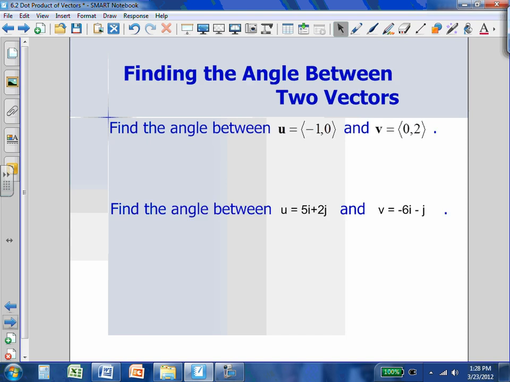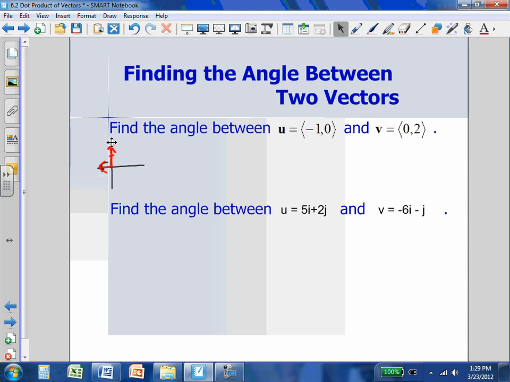All right, well, let's actually find the angle between a few vectors here. Let's find the angle between the vector negative 1, 0 and 0, 2. Now, let's take a sneak peek here. If we're at negative 1, 0, that means it's going this way, and 0, 2 is up here. Now, you can just look at that and say, hey, those are 90 degrees apart. So the theta that we're finding better be 90.